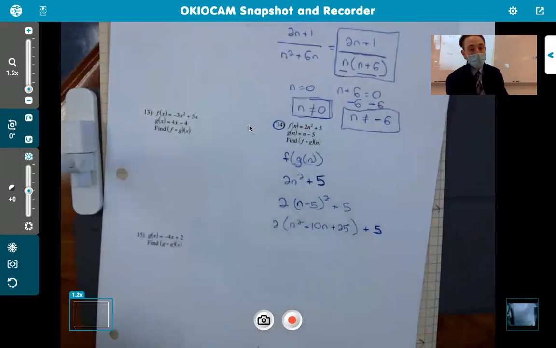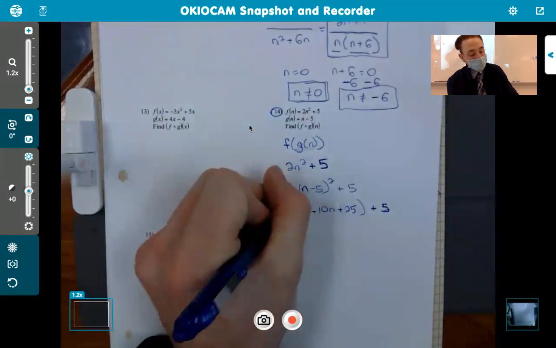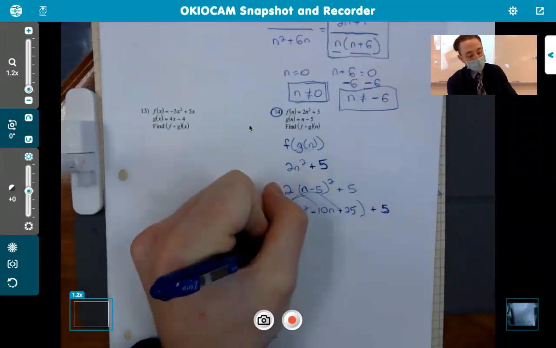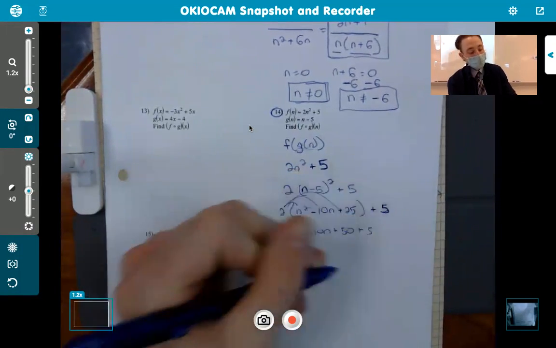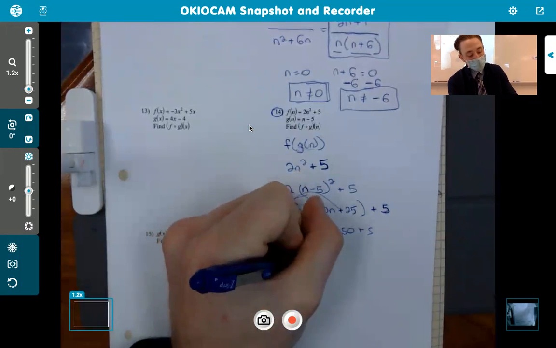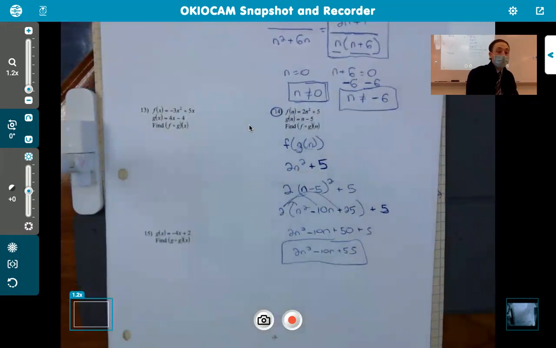What do I have to do with this 2 on the outside? Distribute it through to each term. So I get 2n squared minus 10n plus 50 plus the 5 on the outside. So I have 2n squared minus 10n plus 55. And this is my answer for the composition of functions. So taking one function, plugging it into Mr. Stackhouse, the other function. Yes, question.